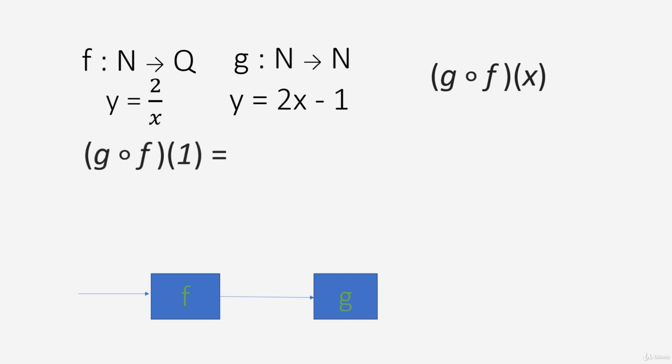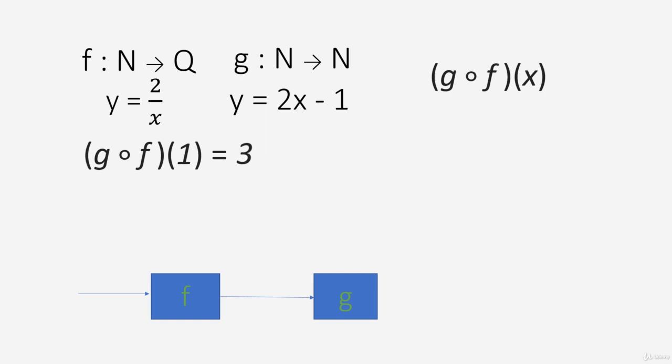So let's try the same thing. Let's call this composition with 1. So I grab 1, pass it into f. f returns us 2 divided by 1, and that is just 2, right? So g grabs this number and returns us 2 times 2 minus 1, and that is 3. And that is the final result.